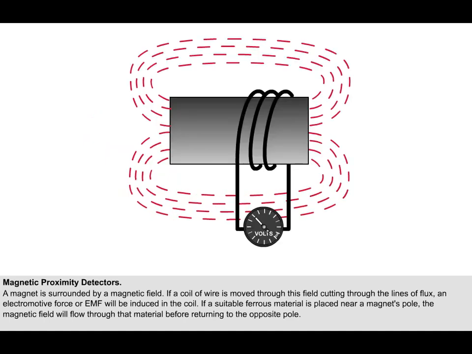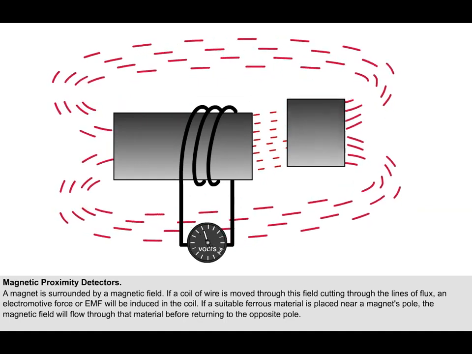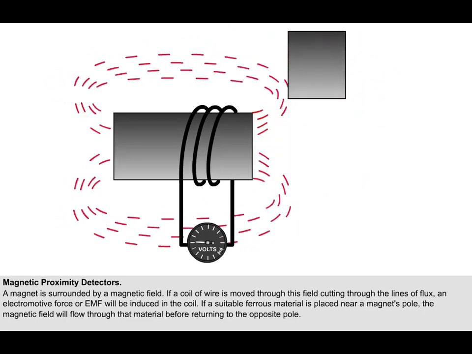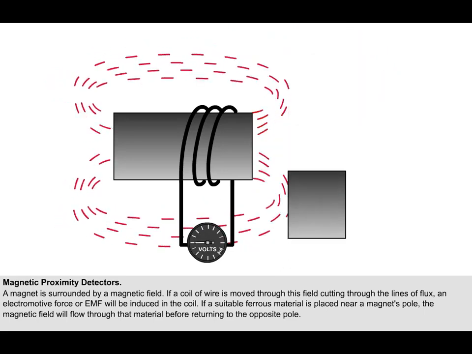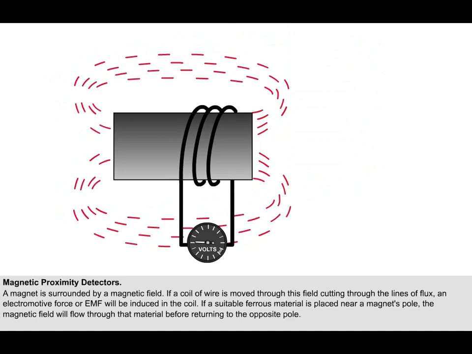In a simplified magnetic proximity detector, a coil is wound around a bar magnet, and one pole of the magnet is then located close to a ferrous object. If the ferrous object moves, the magnetic flux changes, causing the force lines to move through the coil, and an EMF is induced. If a number of ferrous objects move past the magnet, a train of pulses is induced in the coil. The speed or frequency of this train of pulses can be measured.